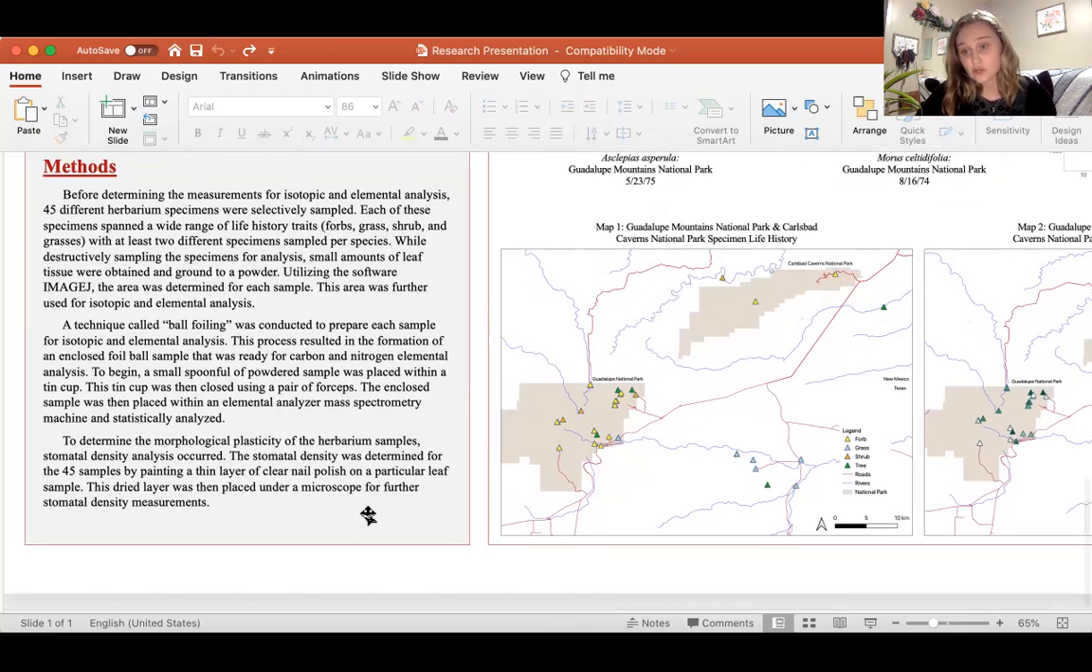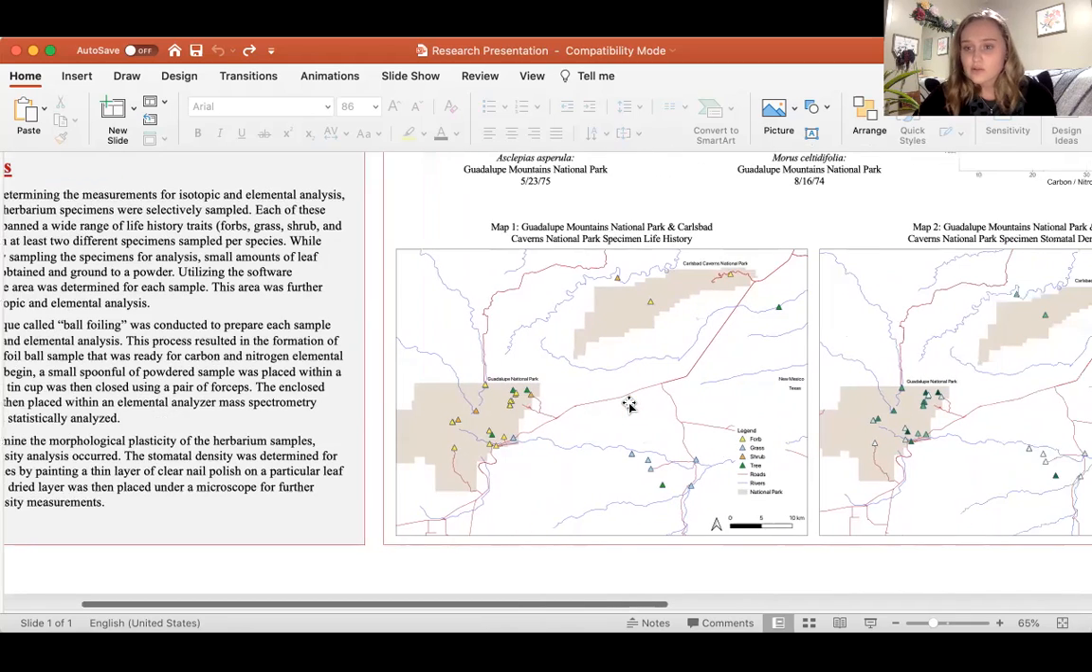On the other hand, in order to determine morphological plasticity of the herbarium plants, we take a little bit of clear nail polish, and we paint it over the leaf tissue of the plant that we have already sampled. Once it has dried, we remove that nail polish and place it underneath a microscope. That way we can count the stomatal density within each of the plants. It does take a large amount of magnification to determine that. Then we basically piece together all of the stomatal counts to get a good idea of what the entire stomatal density is for that specimen.